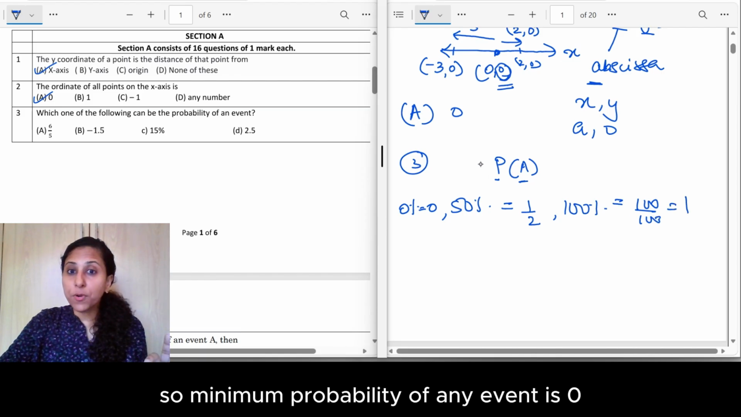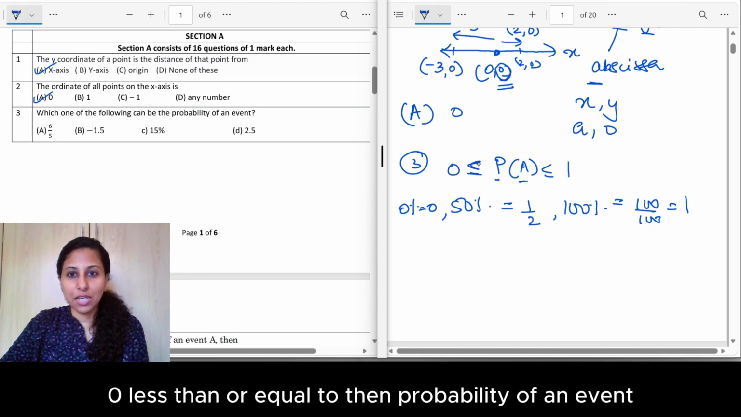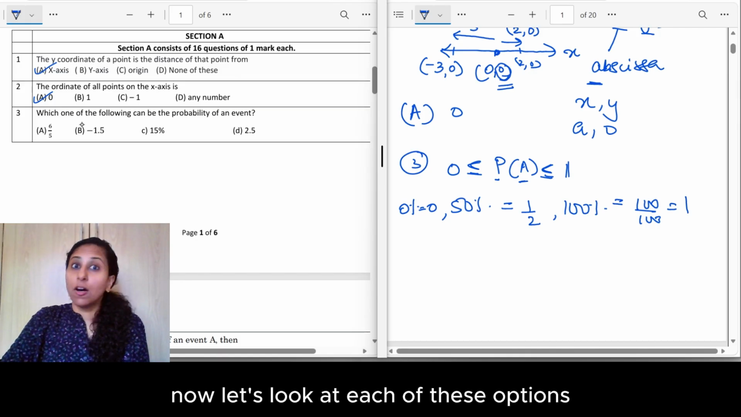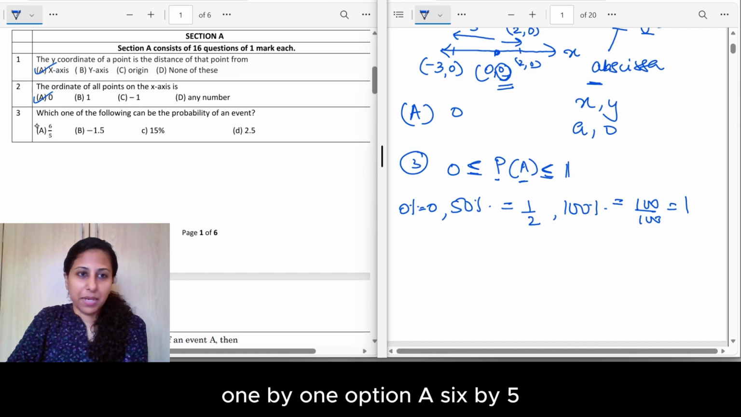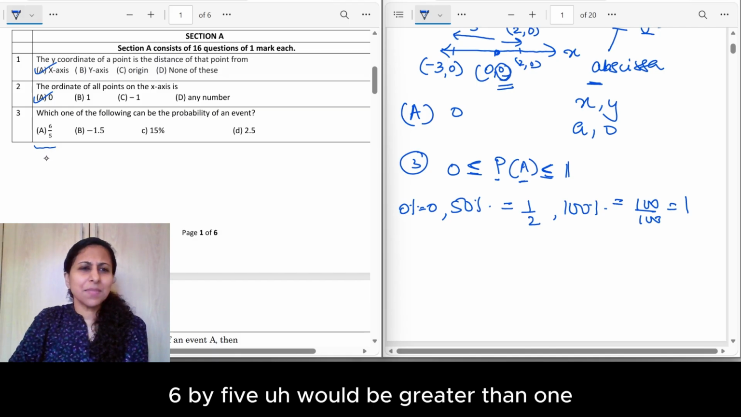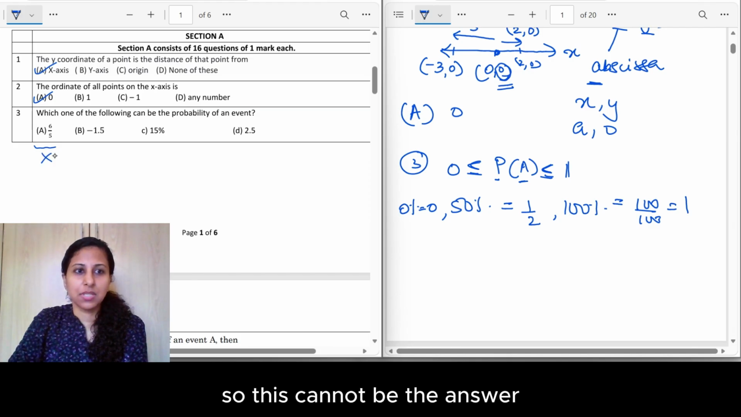So minimum probability of any event is 0. And maximum probability of any event is 1. How do you read the symbol? 0 less than or equal to probability of an event, less than or equal to 1. Okay. Now let's look at each of these options one by one. Option A, 6 by 5. 6 by 5 would be greater than 1. It's an improper fraction. Improper fractions are always greater than 1, so this cannot be the answer.